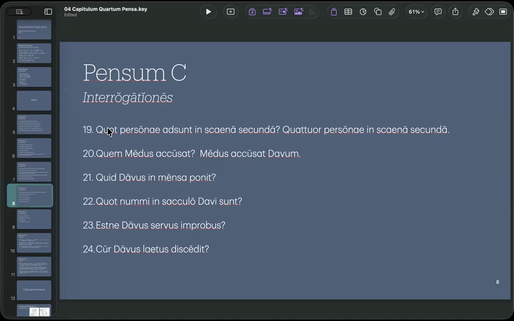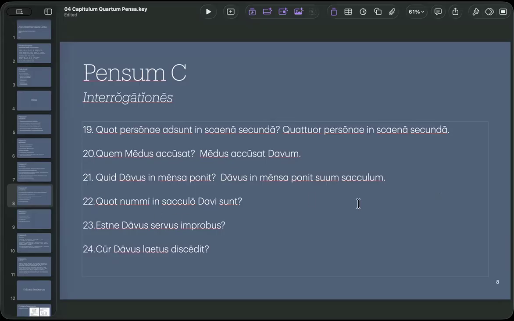Okay. We were on quatuor personae. Here we go. Quid Davus in mensa ponit? Davus in mensa ponit suum sacculum. Excuse me, I got my S mixed up with my B. Davus in mensa ponit sacculum. Okay. I would put the suum behind it though, but you could say it that way. That's an example where the word order is not critical.